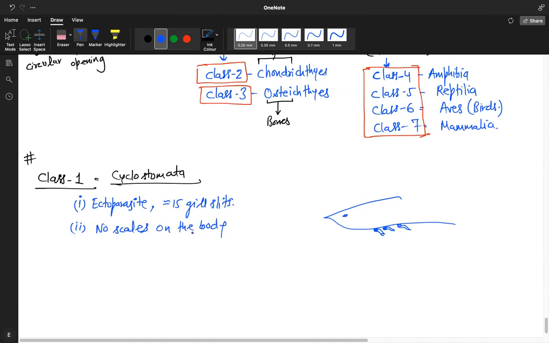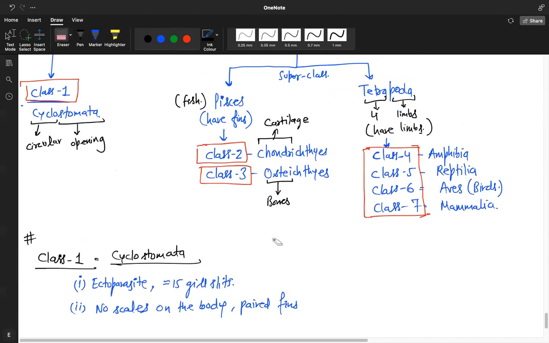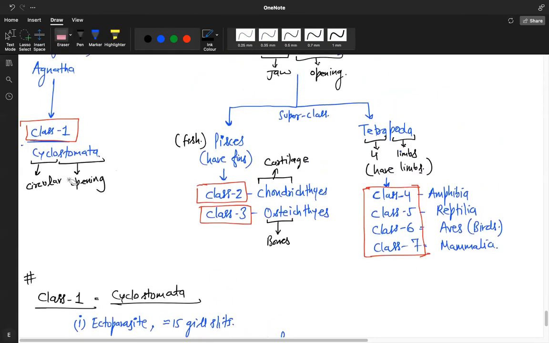Is it clear? And paired fins. Now this is the problem. Some people can argue, why don't we keep cyclostomata under fish? Why is this one class separate? On the basis of jaw is the first answer.